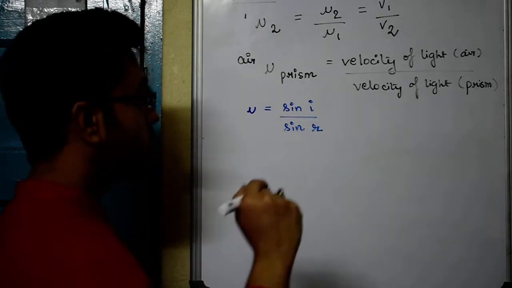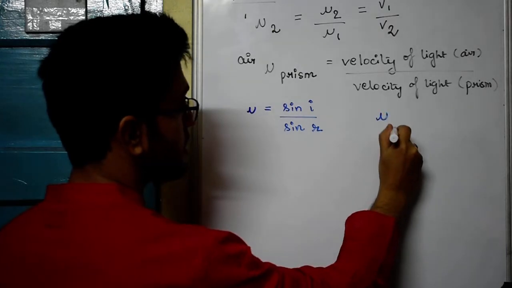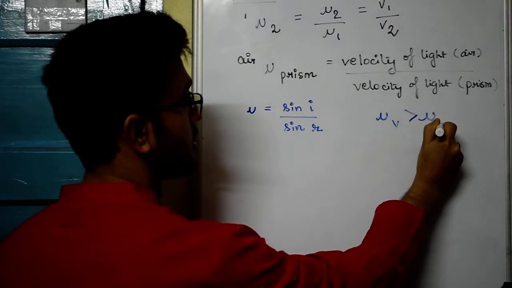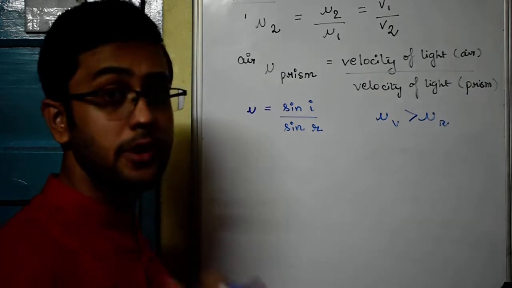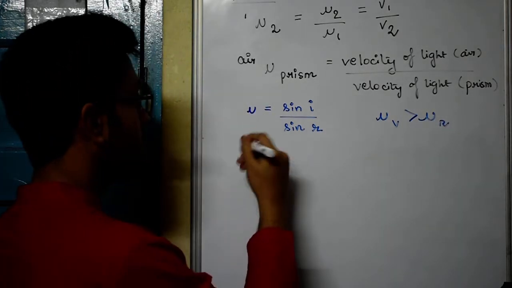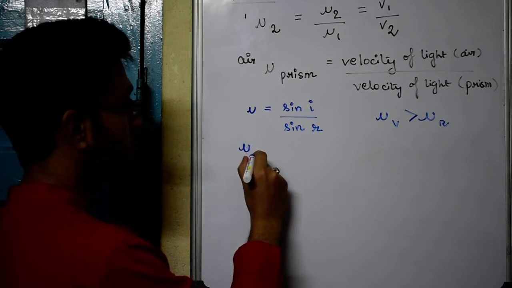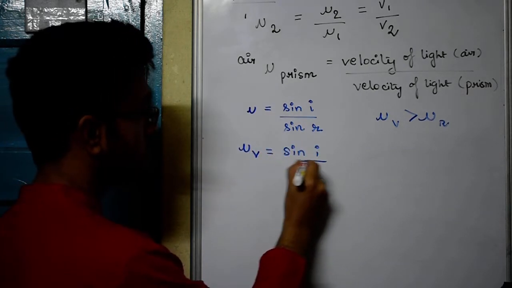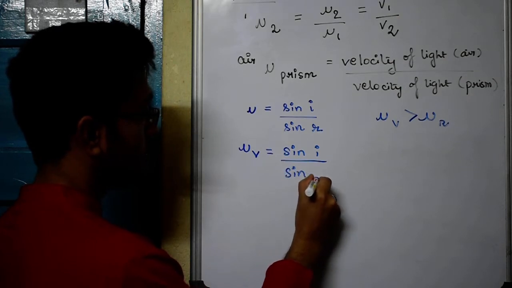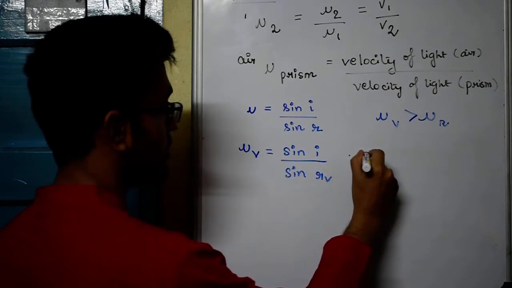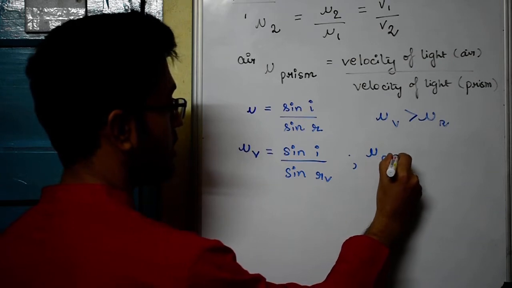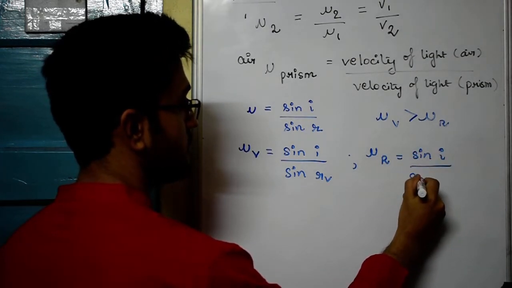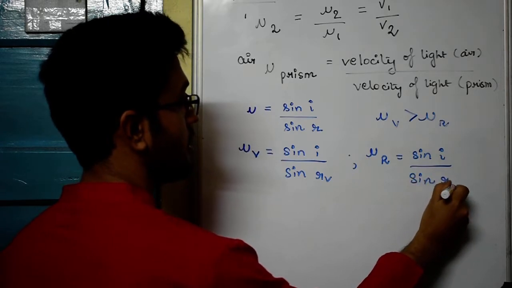You know from your previous knowledge that the refractive index of violet light is greater than the refractive index of red light for any medium. Therefore, mu violet is sin I by sin R violet, and mu red is sin I by sin R red.